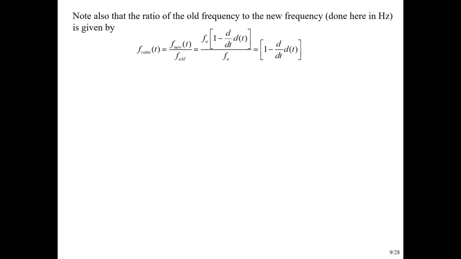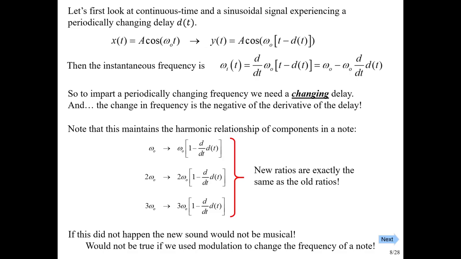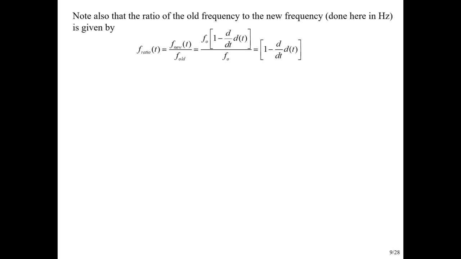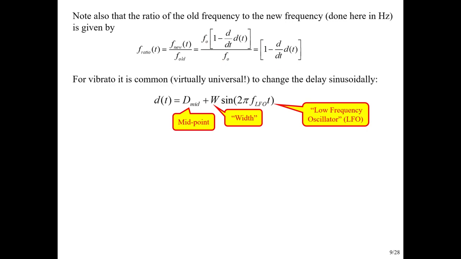So this is basically the same thing that we looked at before, but going the other way. Here we were looking at ratios this way. Now let's look at ratios this way. And so that ratio, this thing cancels out, and it's that quantity, 1 minus the derivative of the time-changing delay. So we need to think about how we're going to specify that d of t. We need to have something that's changing that.